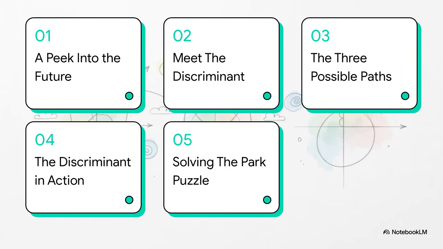The topic for today is the discriminant and the nature of quadratic roots. Okay, let's dive right in. Here's what we've got on the agenda today. First, we're going to take a little peek into the future, of an equation, that is. Then, we'll properly meet our main character, the discriminant. After that, we'll explore the three possible paths it can lead us down, see it work its magic in action, and finally, we'll use this knowledge to solve a really interesting puzzle about a park.